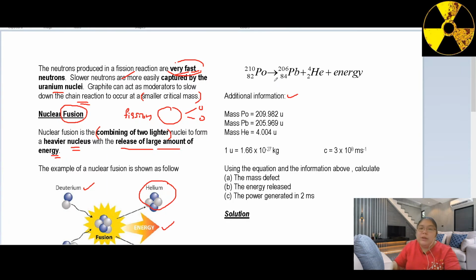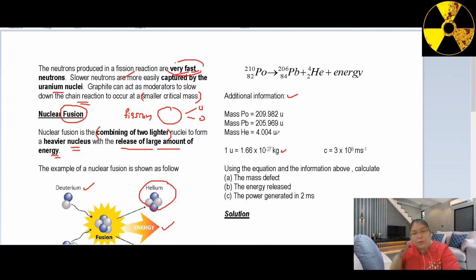Okay, you see the polonium. Polonium, the nucleon number 210, is it? Supposedly the actual mass is 209.982 u. Okay, you remember the atomic mass unit. So just now I told you, you need to multiply this one when you want to convert to kilograms. After that they have Pb, the lead. This one is a mass. After that they give you the helium as well.